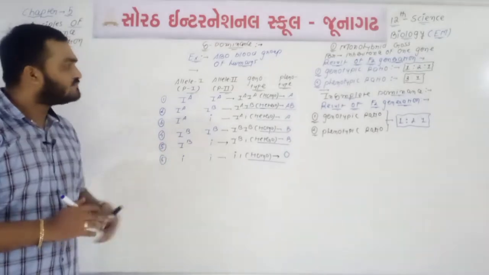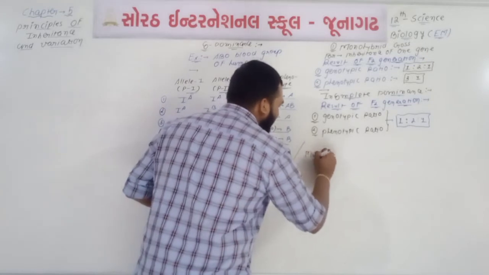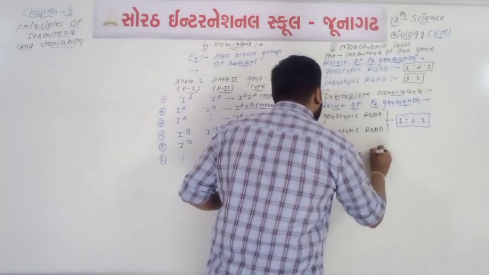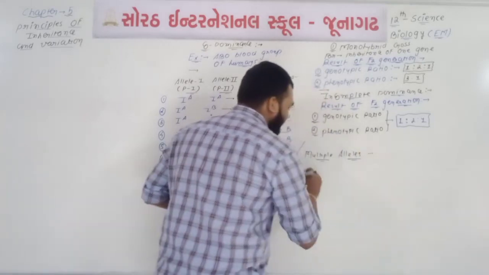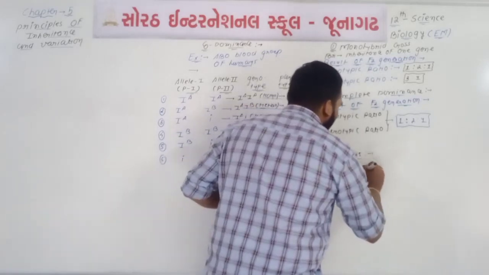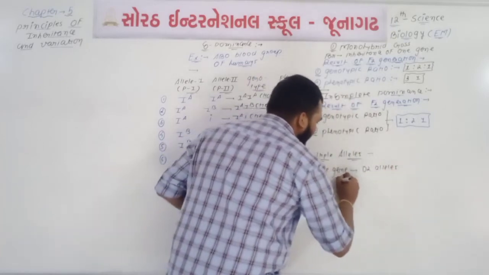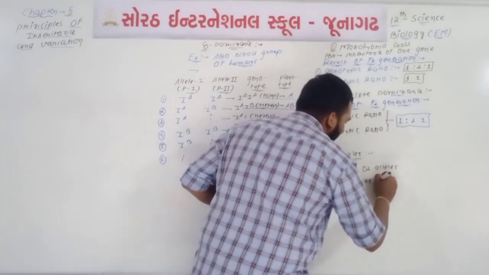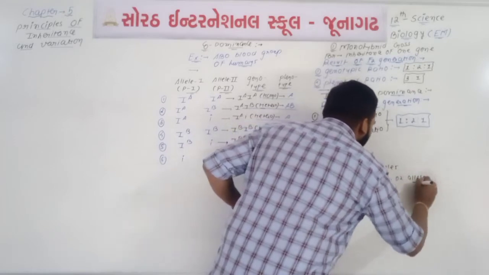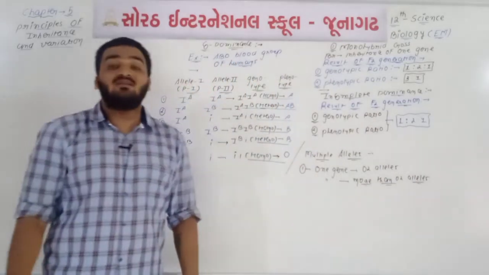Okay, so that's all. Now if we talk about the next concept, what about multiple alleles? You know the concept of multiple alleles. Normally one gene or one factor has 2 alleles, but in some cases one gene has more than 2 alleles, and this condition is known as multiple alleles.